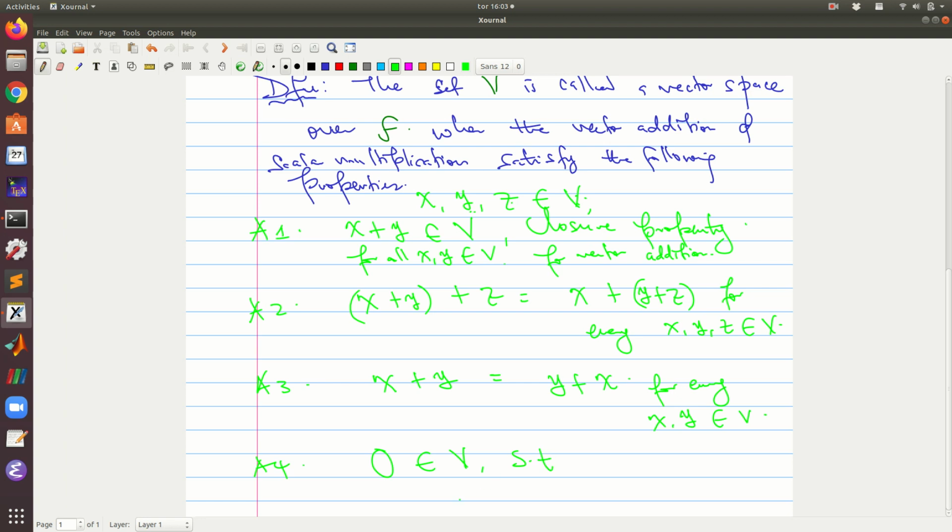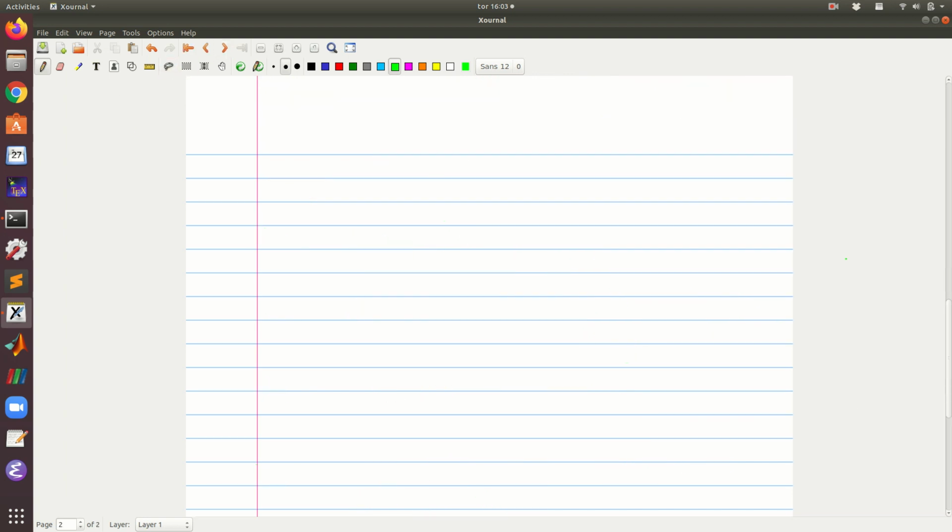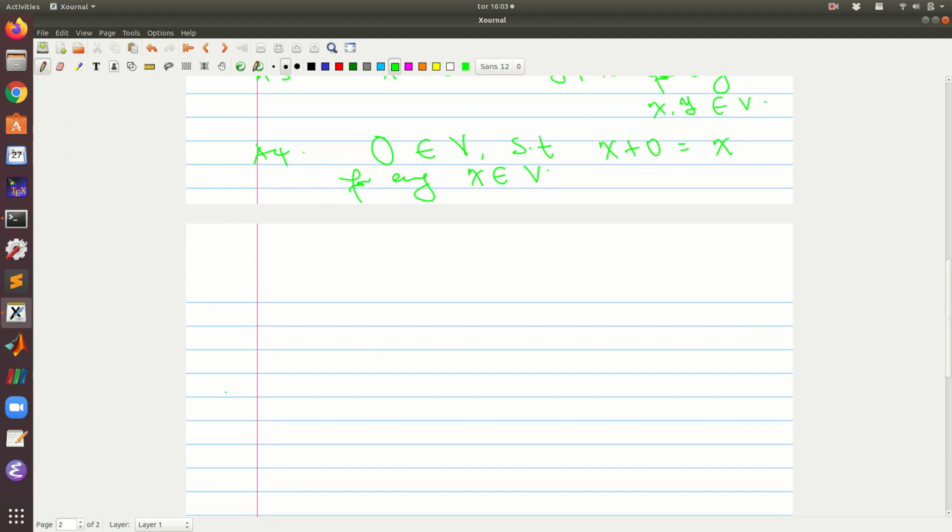A4 tells us that there exists the 0 vector taken from V such that x plus 0 is the same as x, for every x taken from V. And the fifth one, A5, says that for each x taken from V, we have its additive inverse, that is negative x, taken from V, such that x plus its additive inverse gives us the 0 vector.